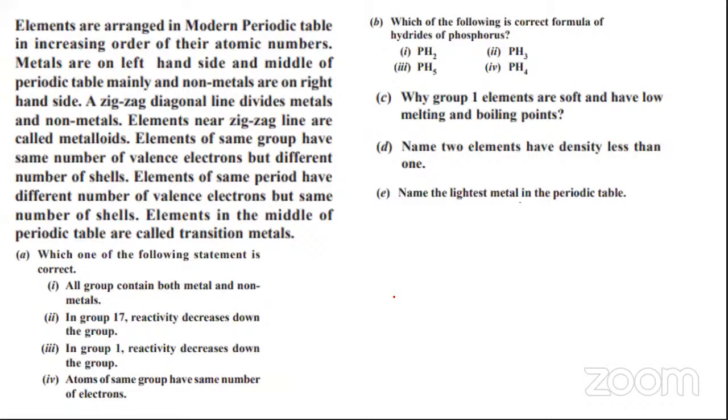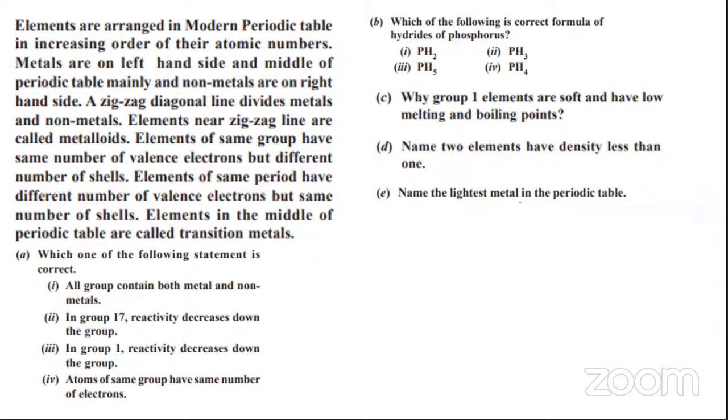Okay, here we go. Third question is coming your way. Here it is. Okay. Elements are arranged in the modern periodic table in increasing order of their atomic numbers, that we know. Metals are on the left hand side and middle of the periodic table, and non-metals are on the right hand side. A zigzag diagonal line divides metals and non-metals. Correct. What is that zigzag diagonal line? They are basically your metalloids, right?